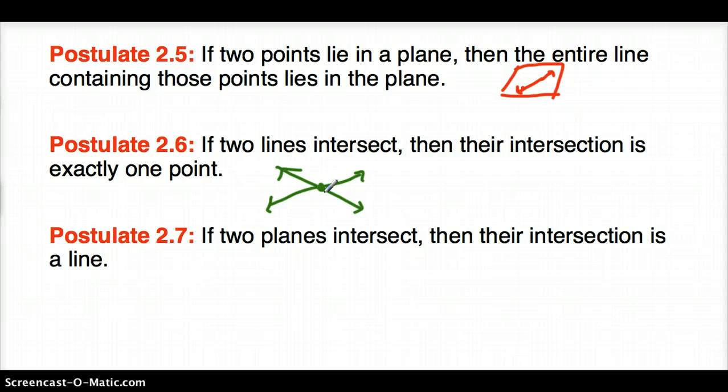Postulate 2.7 states, if 2 planes intersect, then their intersection is a line. And we talked about this during class. Remember how we talked about the 2 walls, how they're intersecting, and then the corner, it's not really the corner, but you know, where the 2 walls are intersecting, there's actually a line right there. So whenever you have 2 planes intersecting, their intersection is always going to be a line.